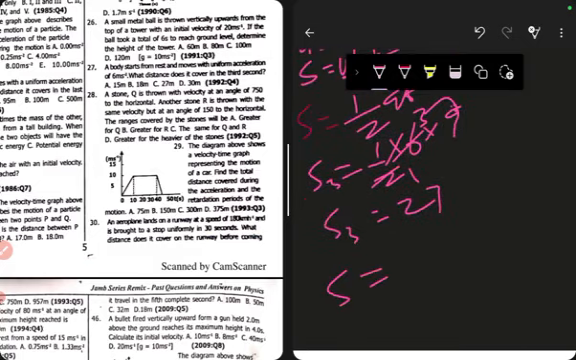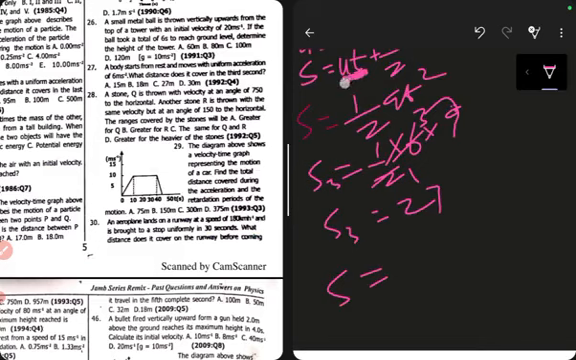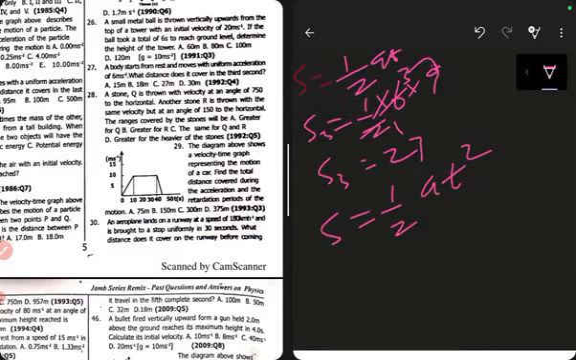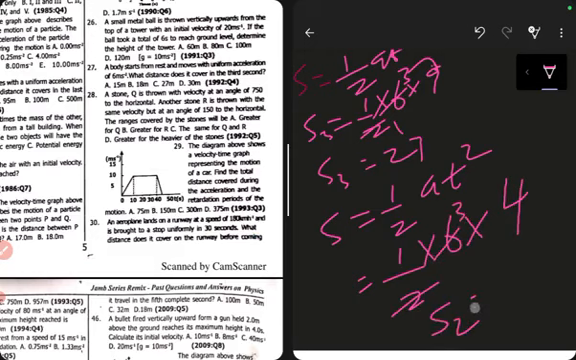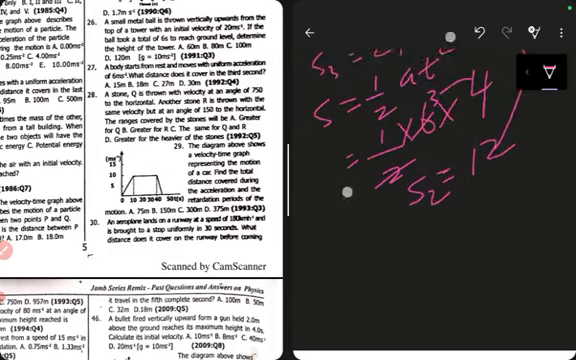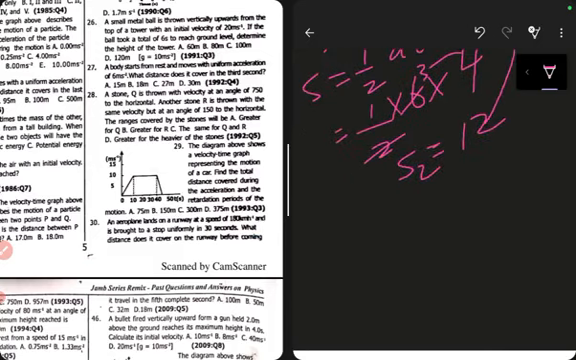Now we have established that it is starting from rest, so the initial velocity is 0 and we use half AT squared. So the distance in 2 seconds is half times 6 times 2 squared, which is 4. 2 goes into 6 three times, so the distance in 2 seconds will be 3 times 4, which is 12. So the distance in the third second will be 27 minus 12, which is 15 meters. So the answer for 27 is 15 meters.